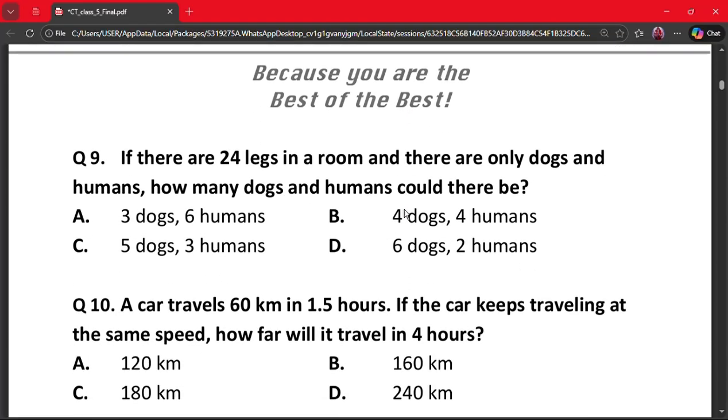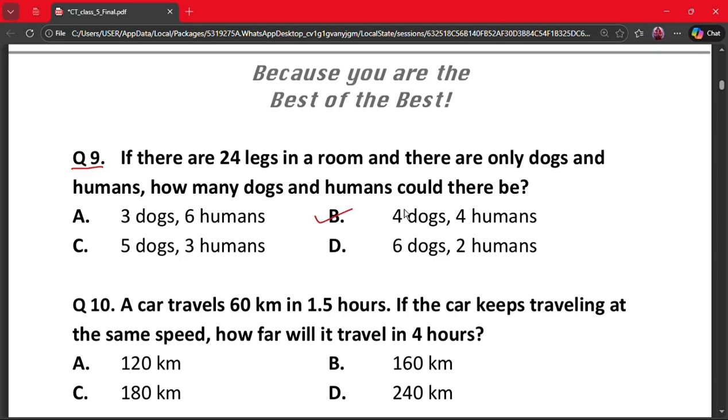Moving on to the next question, that is question number 9. If there are 24 legs in a room and there are only dogs and humans, how many dogs and humans could be there? A, 3 dogs, 6 humans, B, 4 dogs, 4 humans, C, 5 dogs, 3 humans, and D, 6 dogs, 2 humans. So here the correct answer is option B.